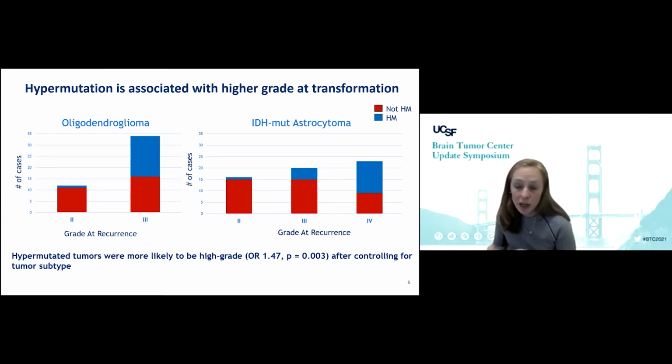The patient who recurred at grade 2 with an oligodendroglioma had a very aggressive clinical course, had nodular enhancement within 13 months of reoperation, but never underwent a further reoperation to confirm transformation. And the patient with the grade 2 hypermutated astrocytoma similarly had a very aggressive course. They actually did undergo a reoperation 33 months after completion of Temodar, and that patient had evidence of transformation to higher grade disease. In all other cases, hypermutation was associated with transformation to high grade disease.